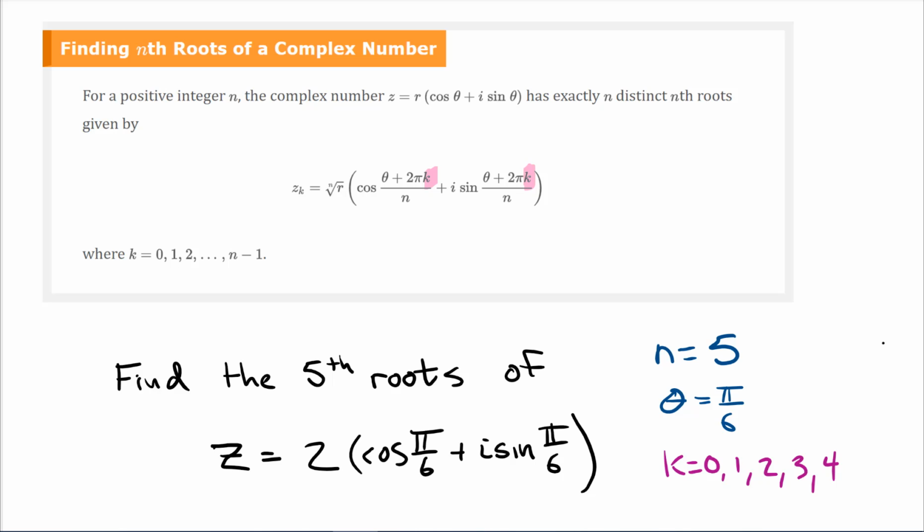And find answers for all of them. If you look at that, it's actually 5 answers. So you never go up to the number of the root; you go to one less, n minus 1. n minus 1 is going to be 4. All right, let's set up our formula.